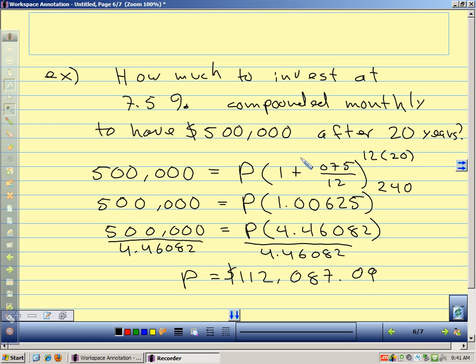Can you use that equation for annual too? Yes, if you're compounded annually, your n would just be 1. Right. Yeah. All right, any questions?